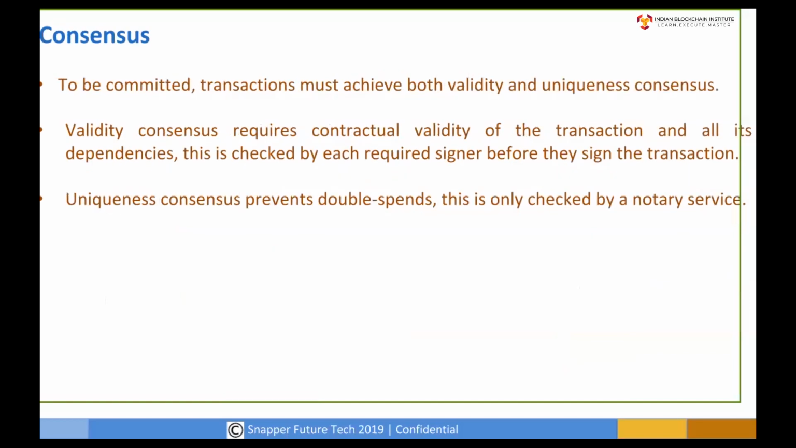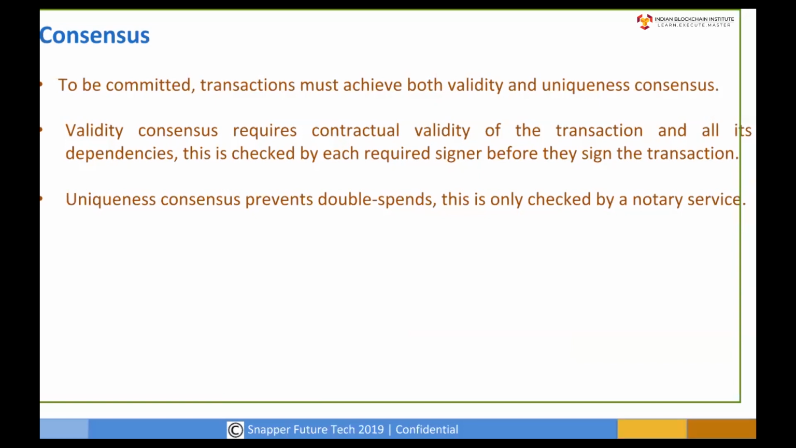So about the consensus. Somebody had asked how that consensus happens. To be committed, a transaction must achieve both validity and uniqueness consensus. Validity consensus requires contractual validity of the transaction and all its dependencies, and this is checked by each required signer before they sign the transaction. Uniqueness consensus prevents double spend. This is only checked by a notary service. So there is someone called a notary, which checks the double spend.